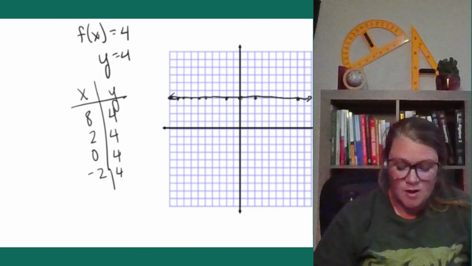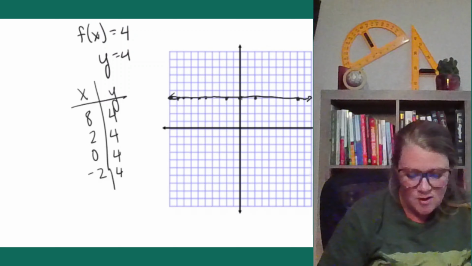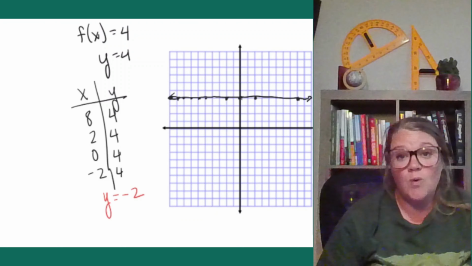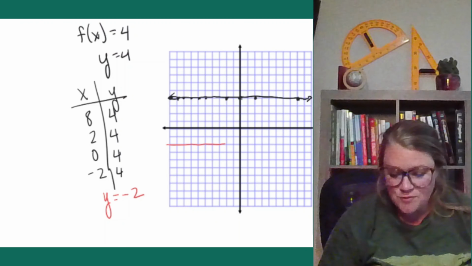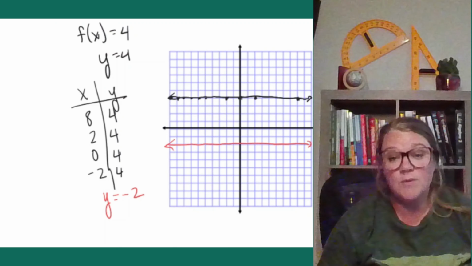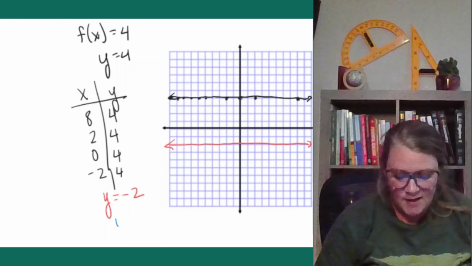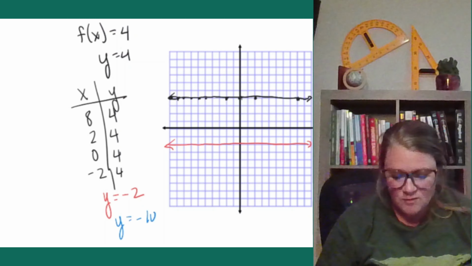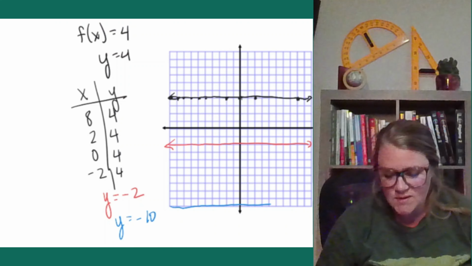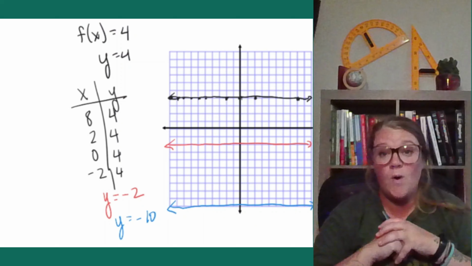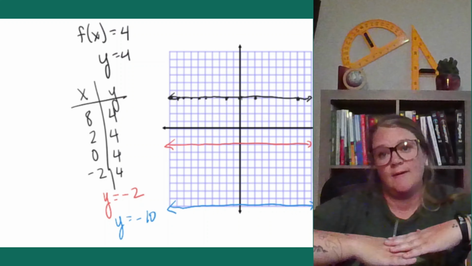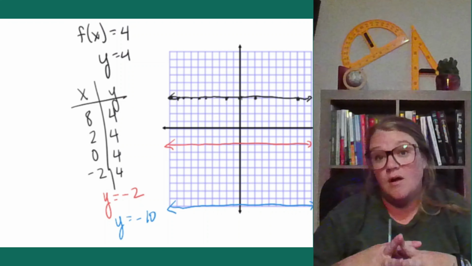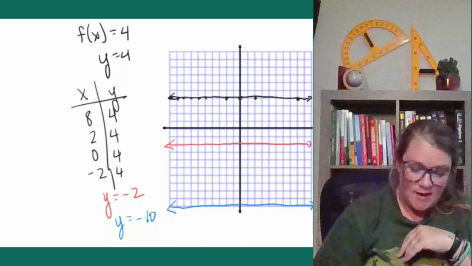Let me show you a couple of other ones that look just like that. Y equals -2 is going to be a completely horizontal line that goes through -2 on the y-axis. There would be y equals -2. Y equals -10, completely horizontal line that goes through -10 on the y-axis. If it's y equals a number, you're going to get a horizontal line. Now, on the flip side, what if I have x equals a number?